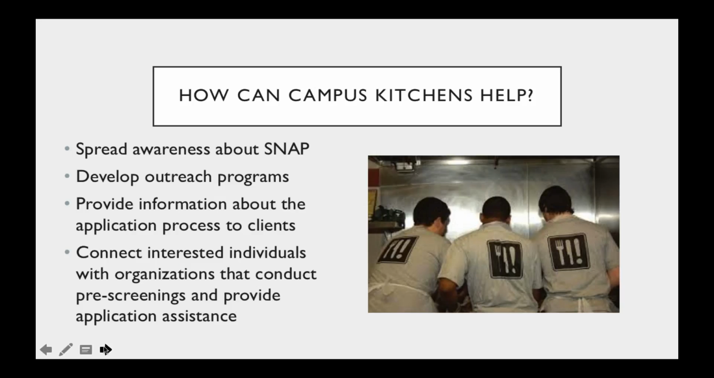So how can Campus Kitchens help enroll more people in SNAP and get out this message? First of all, Campus Kitchens can spread awareness about SNAP, just the fact that it exists. Campus Kitchens have already done a lot of work with outreach, and as Tyler mentioned earlier, there's a SNAP outreach guide on the Pantry. It has a lot of really great tips. Campus Kitchens can also provide information about the actual application process to clients, and volunteers can help connect interested individuals with organizations that conduct pre-screenings and provide application assistance for SNAP.